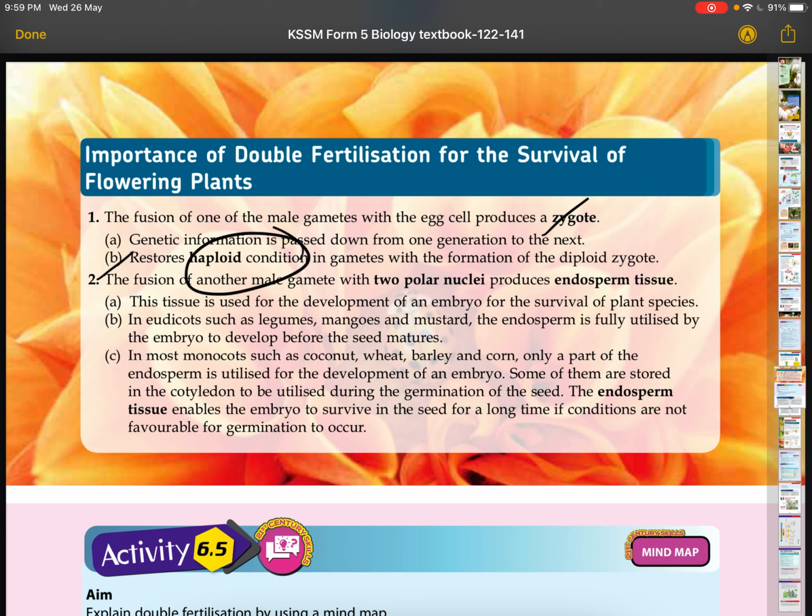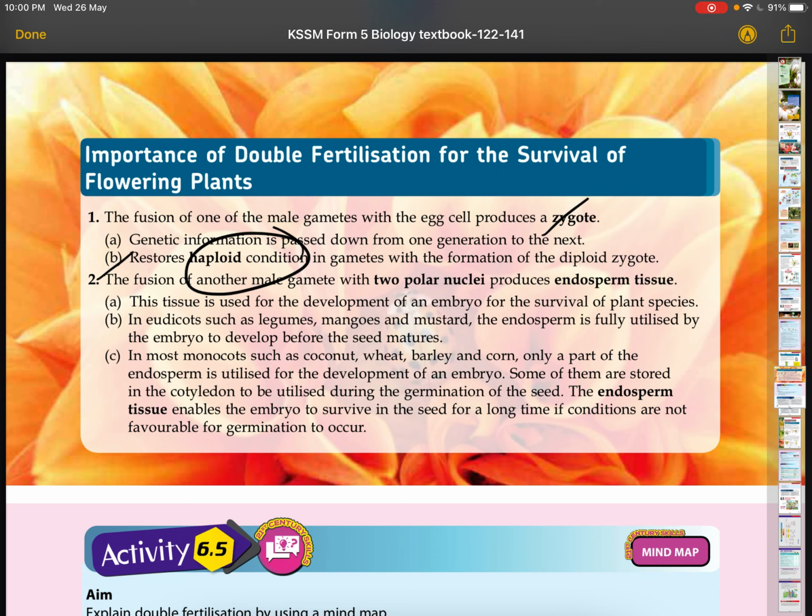So number 1, it supplies nutrients, and this enables the embryo to survive in the seed for a long time if conditions are not favorable for germination to occur. I think that's how seed dormancy works. But again, I'm not so sure because I'm not that good at plants. So yeah, even though some don't use the endosperm for supplying nutrients, they use the cotyledon instead. Eudicots, which are dicotyledons, do use the endosperm. Monocots, they don't use it. Eudicots, they use the endosperm, but the endosperm still supplies nutrients, if I'm correct.